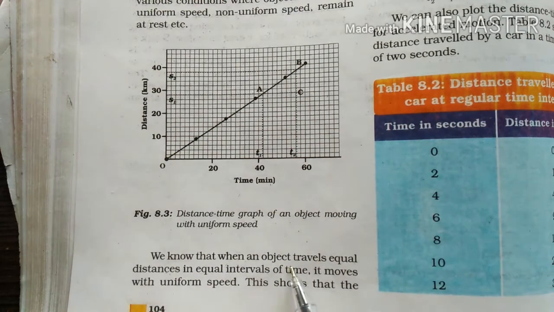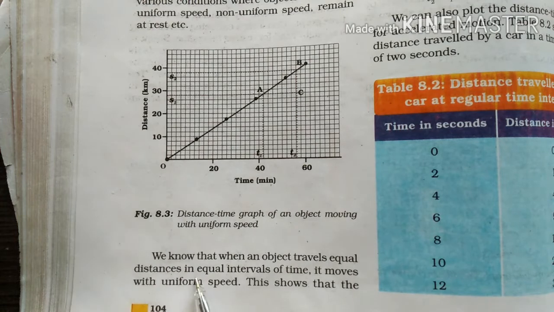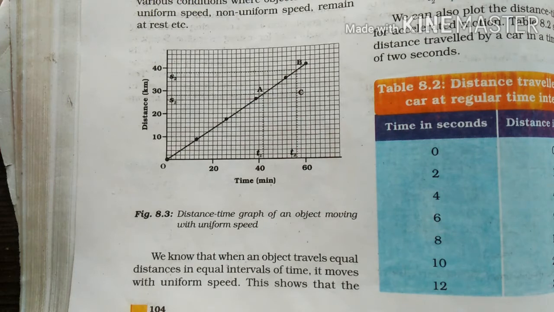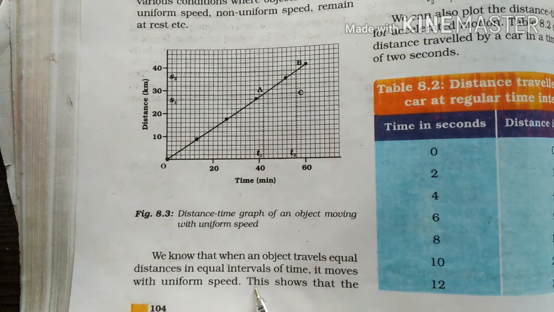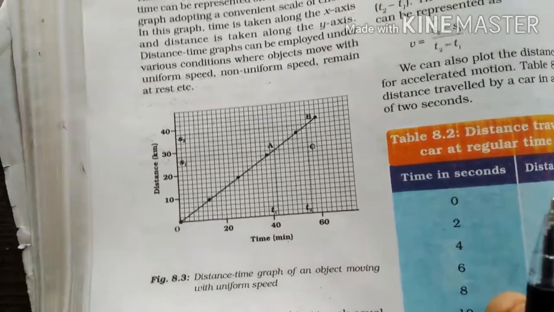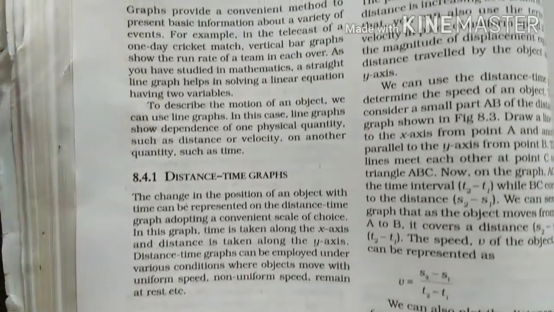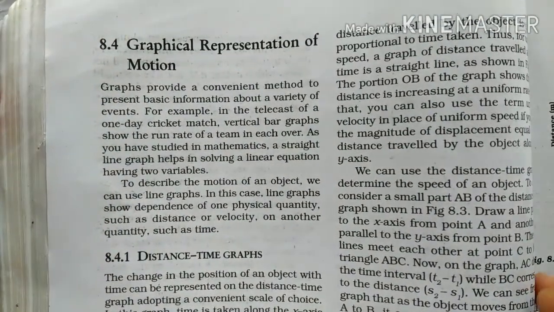We know that when an object travels equal distance in equal intervals of time, that is, when an object is moving with equal distance in equal intervals of time. Suppose in 1 hour an object covered 50 kilometers distance, in the second hour again it covered 50 kilometers distance. This shows that. Now we will move to the next side of this page.